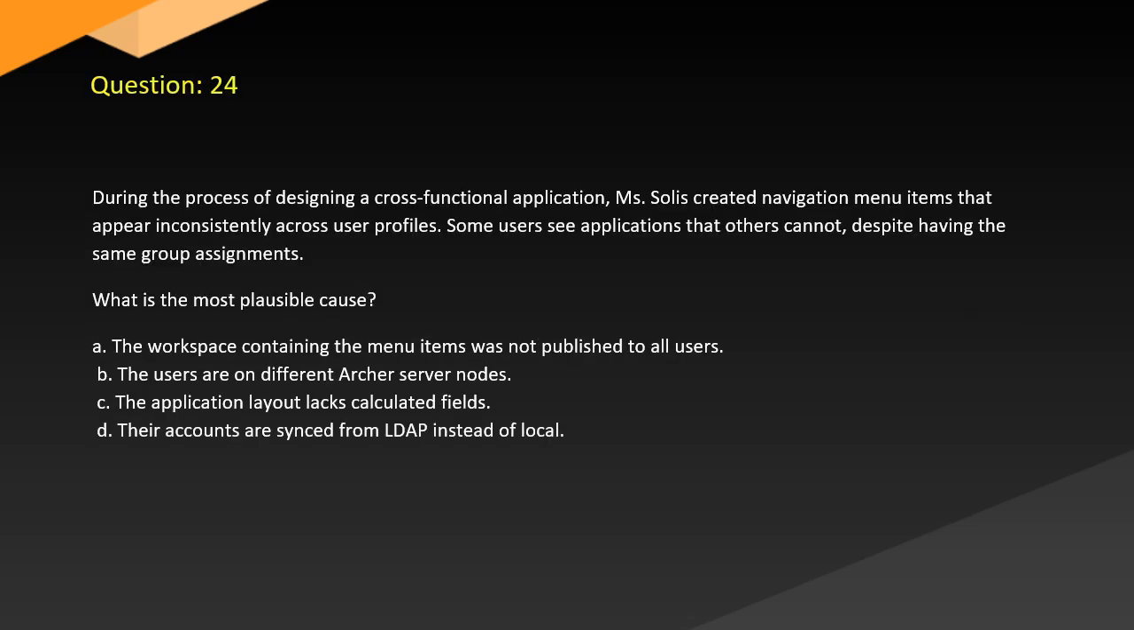Question 24. During the process of designing a cross-functional application, Solis created navigation menu items that appear inconsistently across user profiles. Some users see applications that others do not, despite having the same group assignments. What is the most plausible cause? A. The workspace containing the menu items was not published to all users. B. The users are on different Archer server nodes. C. The application layout lacks calculated fields. D. Their accounts are synced from LDAP instead of local.